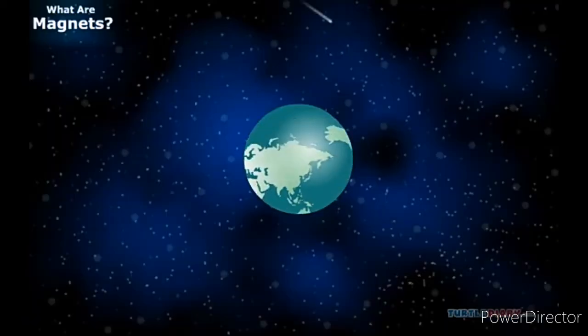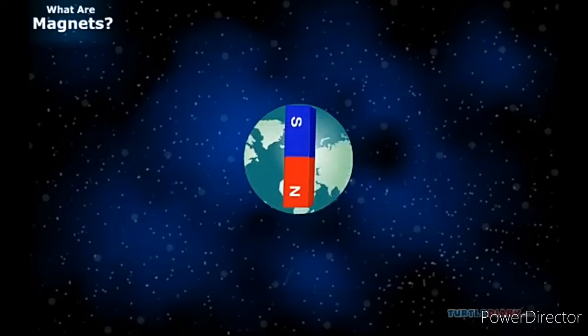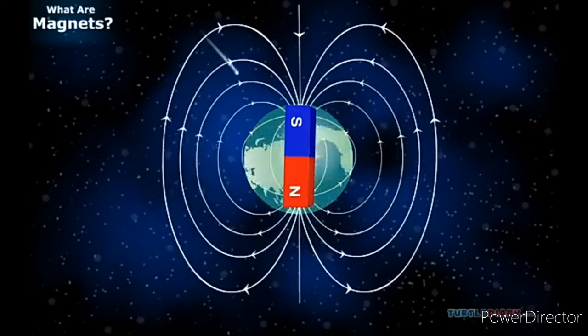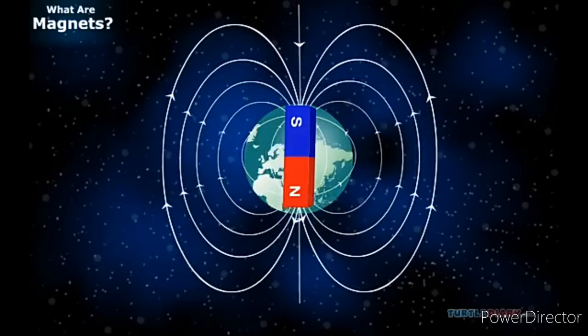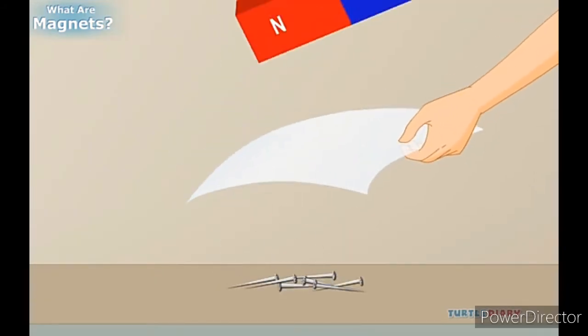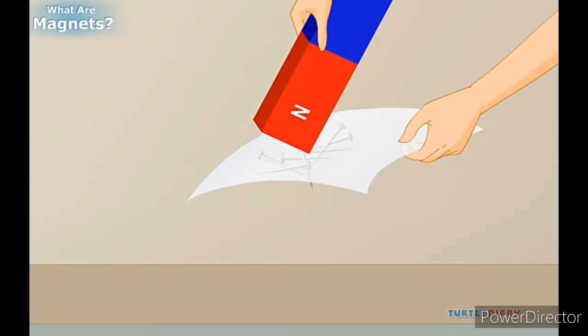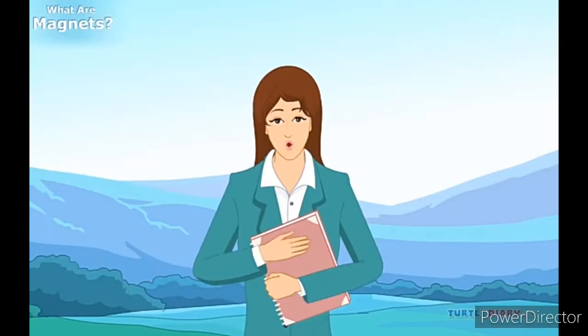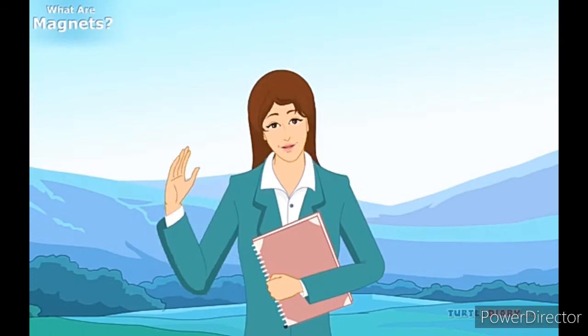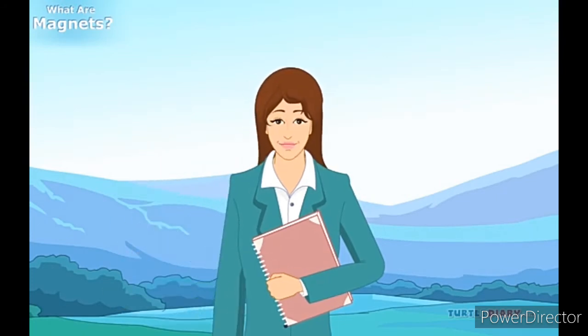This works because the Earth is like a big magnet. There is iron inside the Earth. That gives our planet its magnetic field. Can magnets pull through solids? Yes, magnets can pull through solids like paper. As we've seen, magnets are useful, powerful, and sometimes amazing.